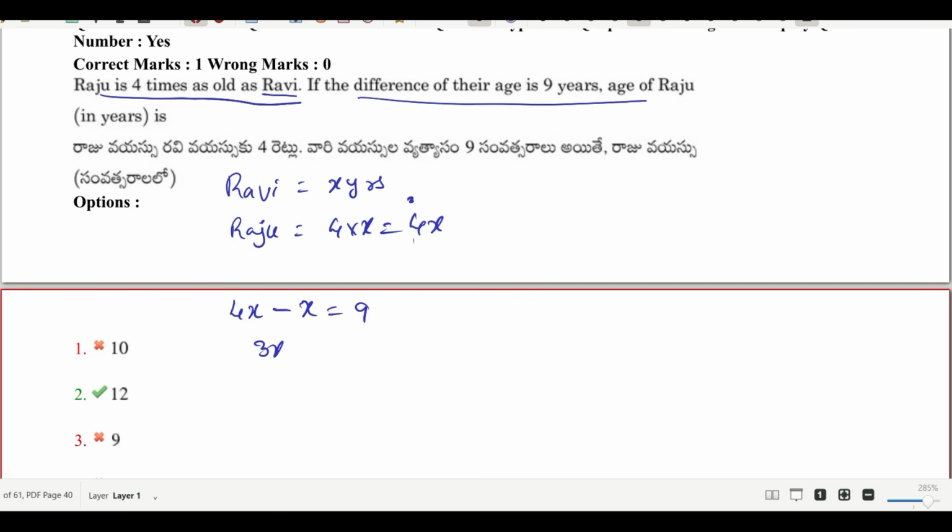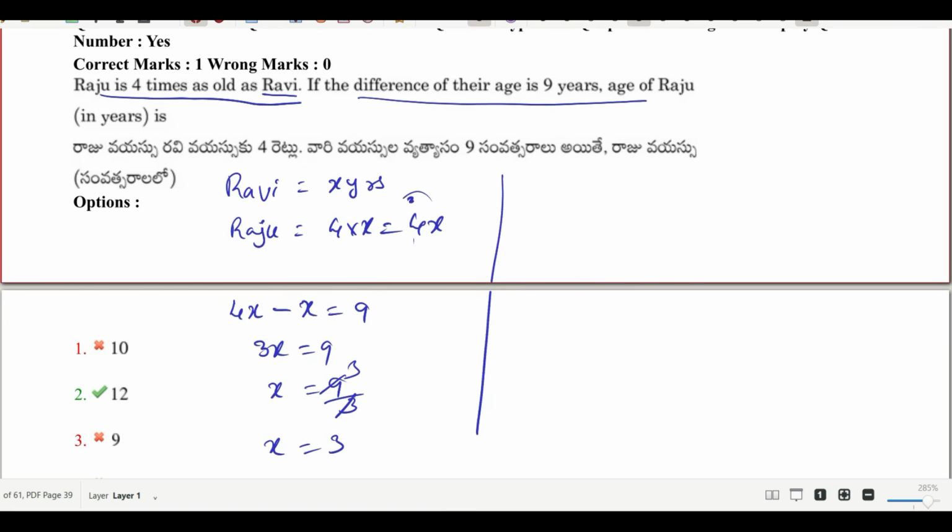That is 3x equals 9. From this, x equals 9 by 3. 3 ones are 3, 3 threes are 9. We got x equals 3. Now what are we asked to find out? Raju's age. What did we assume for Raju? We assumed Raju's age is 4x. So 4 into the x value, which we got as 3. 4 threes are 12 years. So Raju's age is 12 years. So the second option is the correct one in this case.